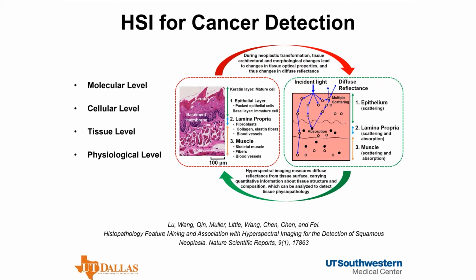If we look at cancer tissue and benign tissue, we can see a difference at the molecular level, cellular level, tissue level, and also physiological level. These differences can be quite complex. The change in the reflectance in hyperspectral imaging can be due to all these changes. This brings some challenges and also brings some great opportunities.